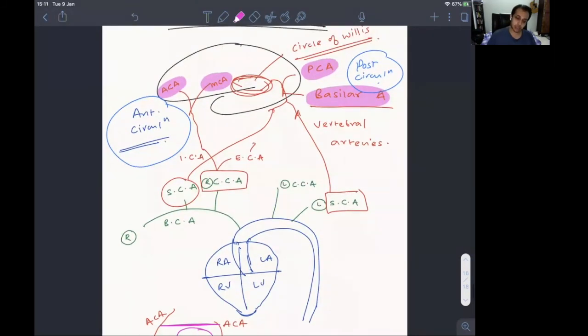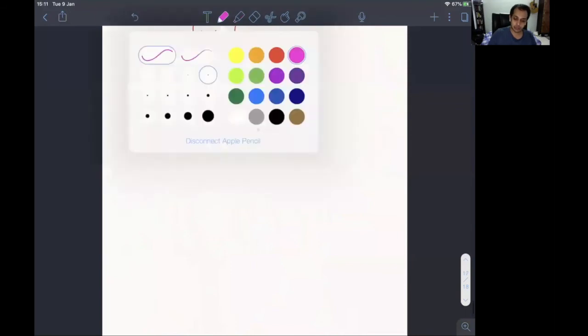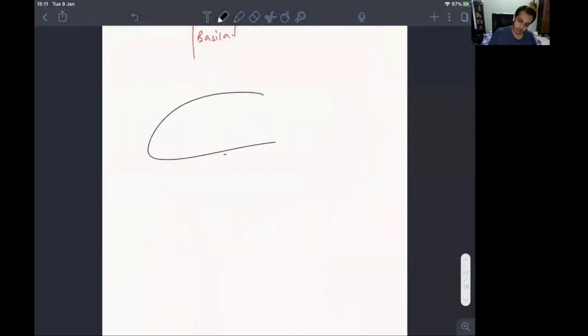Now, in the brain, how is the distribution divided? Your anterior circulation will supply the anterior part of the brain.